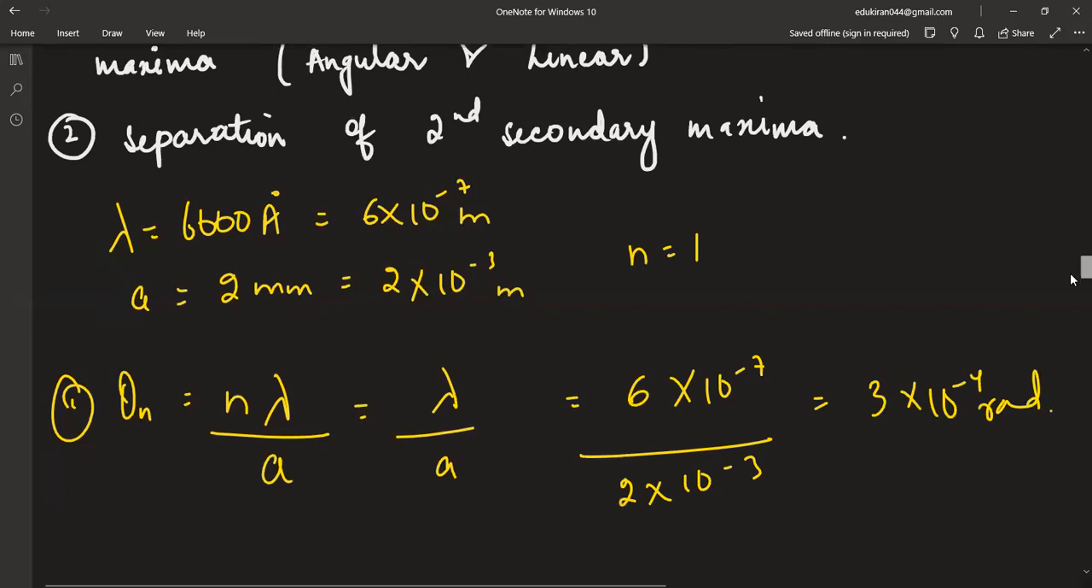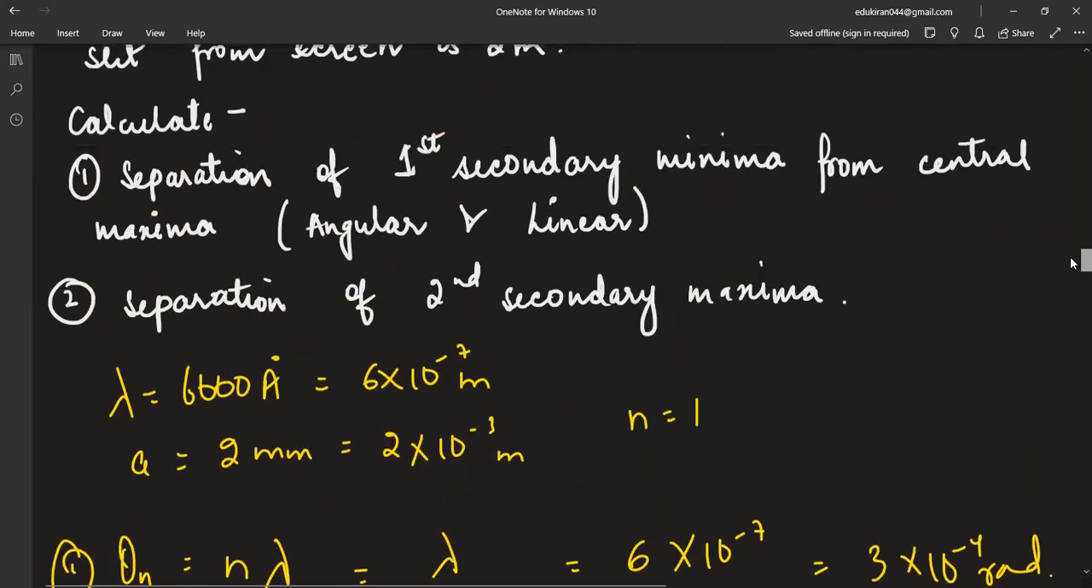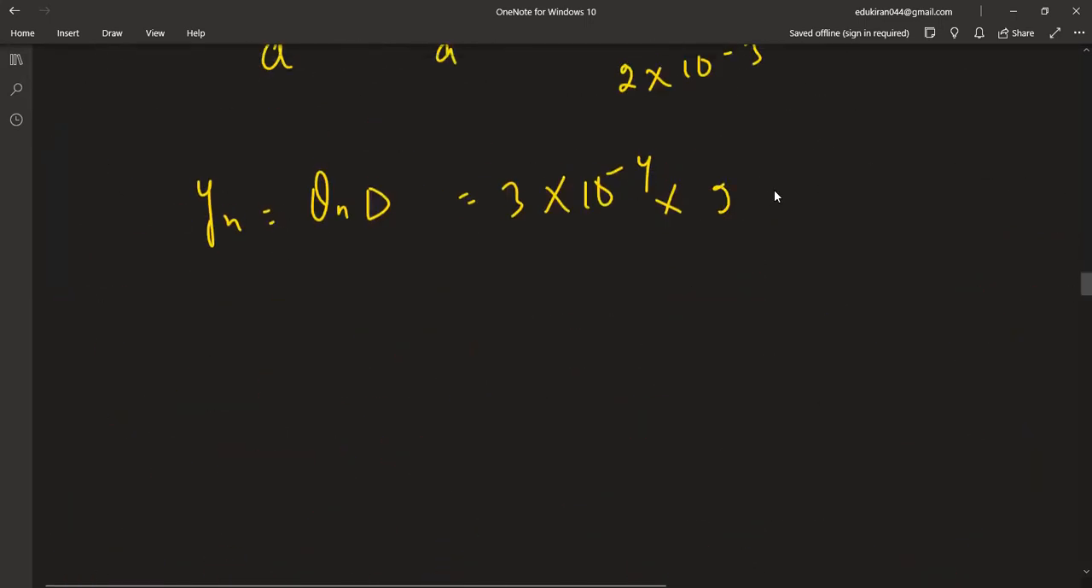Okay, angular and linear both. For linear, I've told you this is theta n multiplied by D. Theta n we have calculated, 3 into 10 to the power minus 4, and D, that is the separation between the source and the screen, is 2 meters. This is 6 into 10 to the power minus 4 meters.